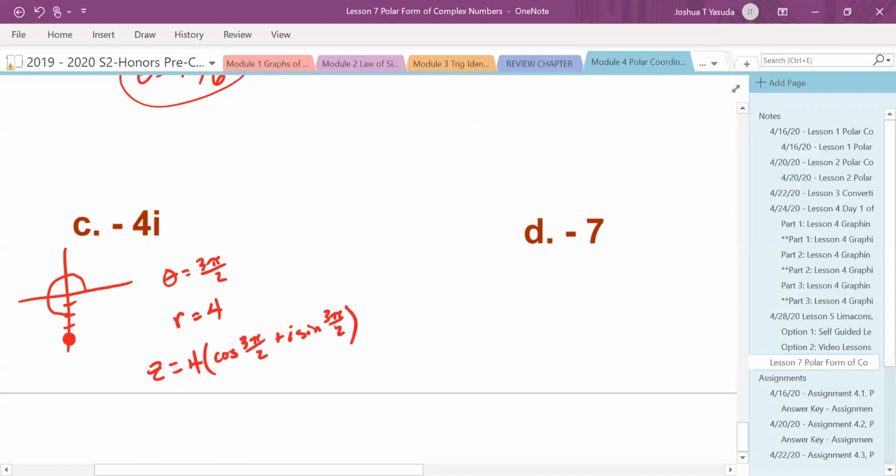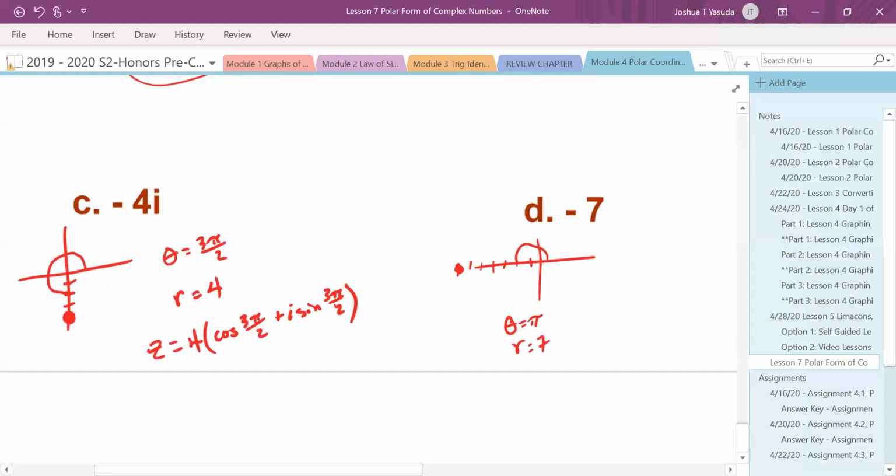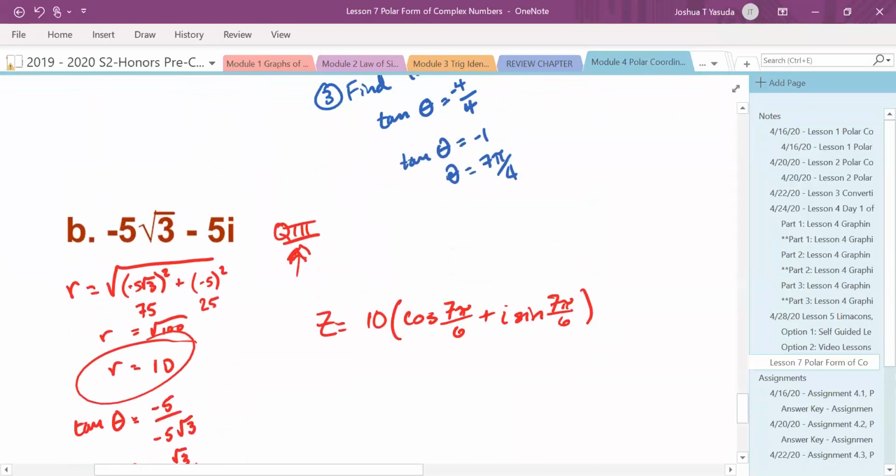Okay. And you don't have to use the tangents and the Pythagorean theorem just because it can all be counted. And the same thing can be said for this guy, right? If you draw a picture, here's negative 7 over here. And so that's pi. And then the radius is 7. And you could just write the number. Okay. So that's how you put a complex number into polar form.